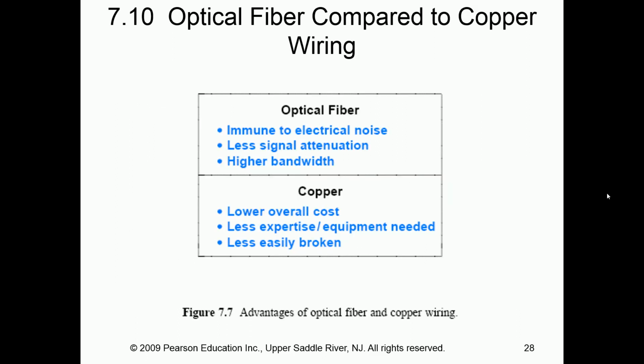So again, optical is immune to electrical noise, has less degradation, and typically higher bandwidth, though costs more. Copper is typically cheaper. It normally requires a lot less expertise and is a lot less breakable. Fiber optic you can easily break, and that's kind of subjective. I've worked with fiber for a while, and fiber is pretty durable. Not super durable, but not super rigid either.